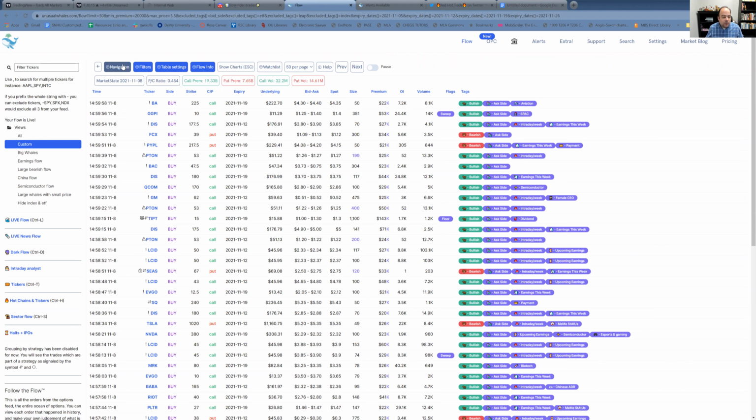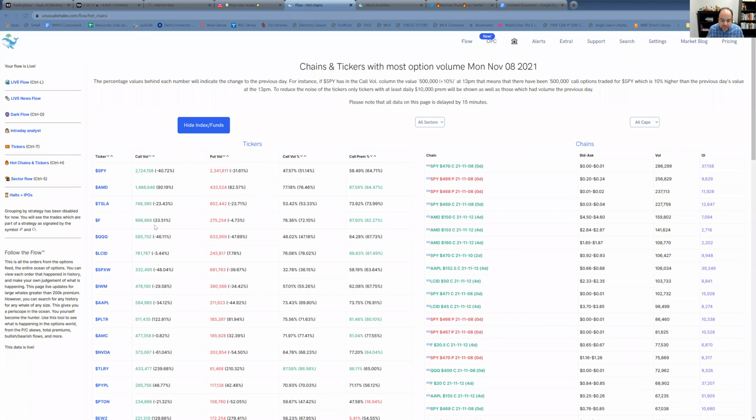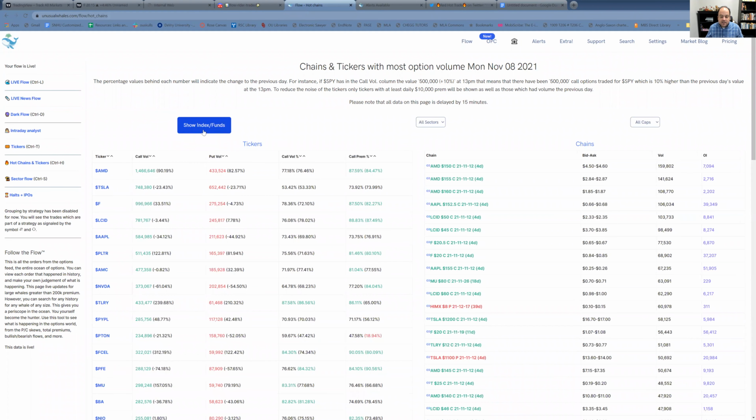The way that you get there: when you're in the flow page, you click on navigation, and you'll see Hot Chains and Tickers here. Now you have a list of the hottest option chains of the day. By hot, what that means is these are the highest volume option contracts from that particular day. The first thing you want to do when you get here is hide index and funds. And there you go.